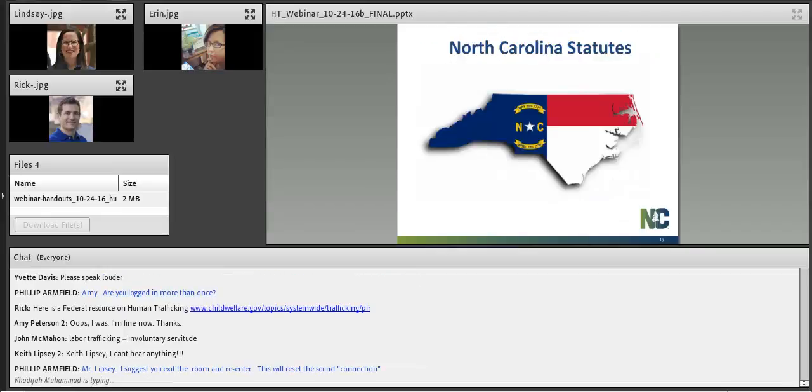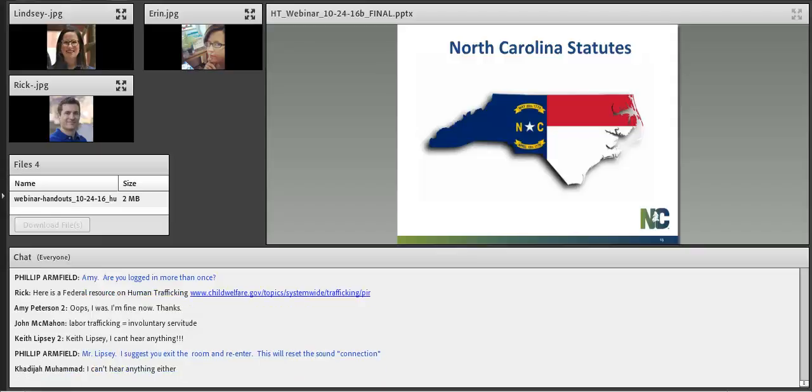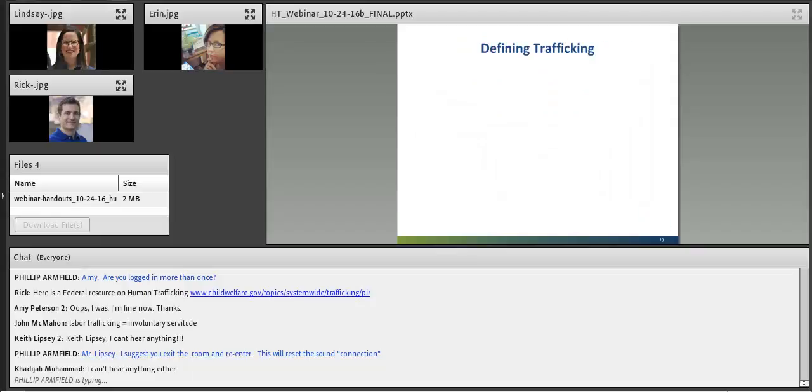We can move on to the North Carolina statutes. Thanks, Erin. So we want to talk specifically about North Carolina law. As I mentioned, our federal statutes were first enacted in the year 2000, which means across our country we've only had human trafficking laws for 16 years. This is a relatively new area. In North Carolina, our first human trafficking law was enacted in 2006. So we've only had North Carolina human trafficking statutes for 10 years.